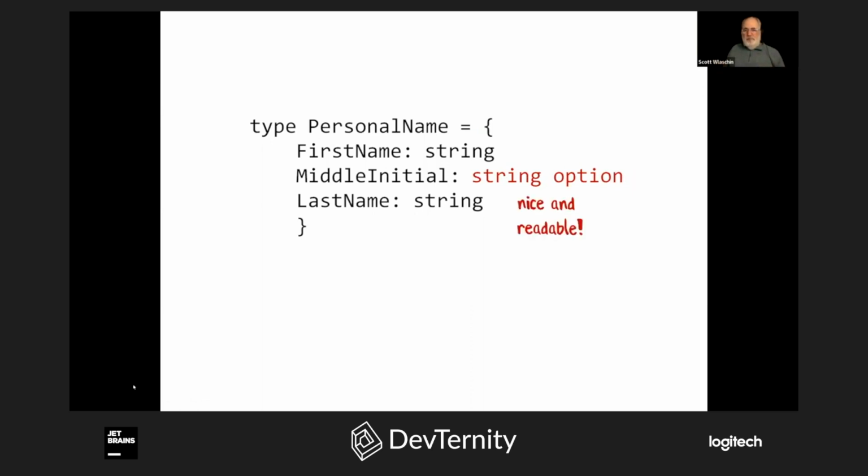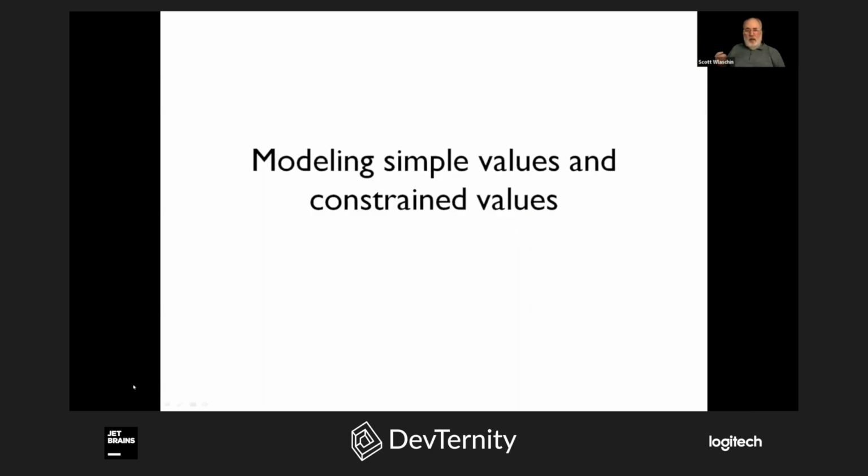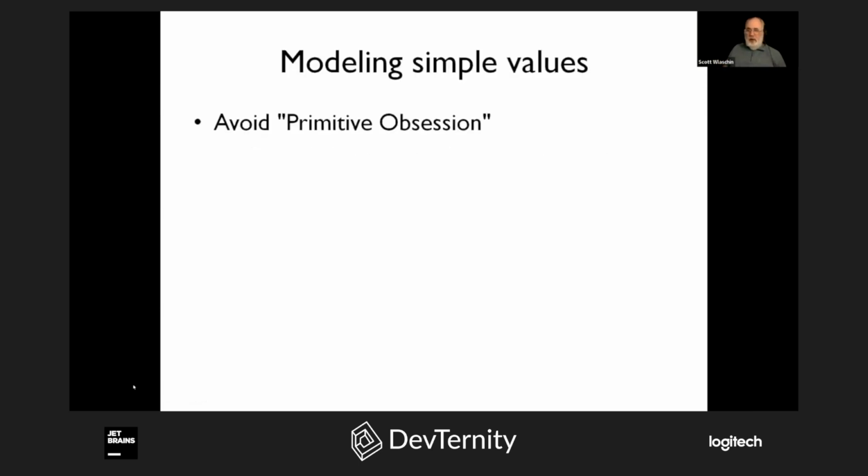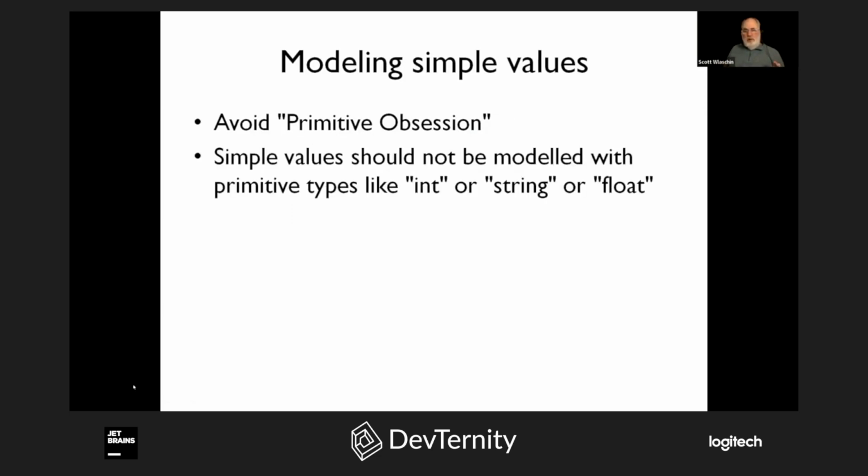So that's much better. Now, let's look at simple values and constrained values. It's really important when you're doing domain modeling to avoid what's called primitive obsession, right? A primitive is something like an int or a string or a float or a boolean. Try and avoid them because they are not concepts in the domain.